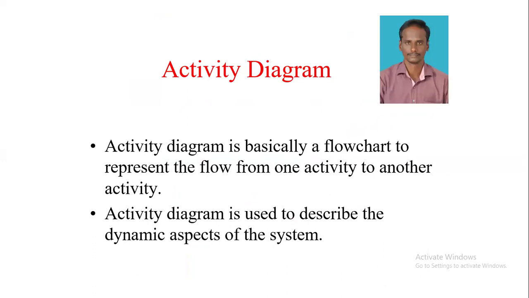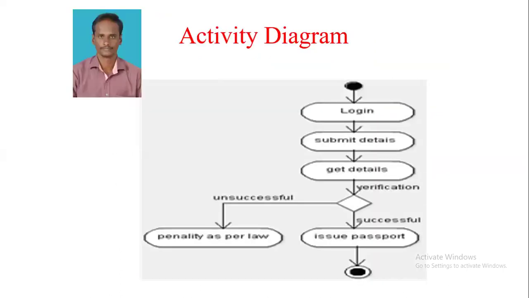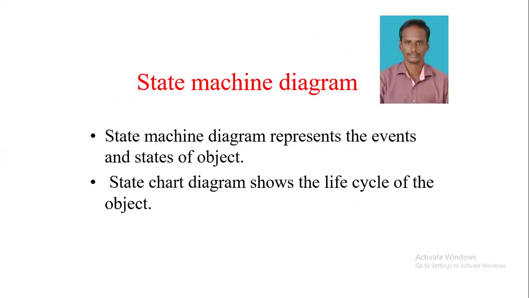The next one is the activity diagram. An activity diagram is basically a flow chart to represent the flow from one activity to another activity, and it is used to describe the dynamic aspects of the system. The example given here is issuing a passport. Initially he has to log in, then submit the details, then they verify. If it is successful, they issue the passport, otherwise a penalty may apply as per the law.